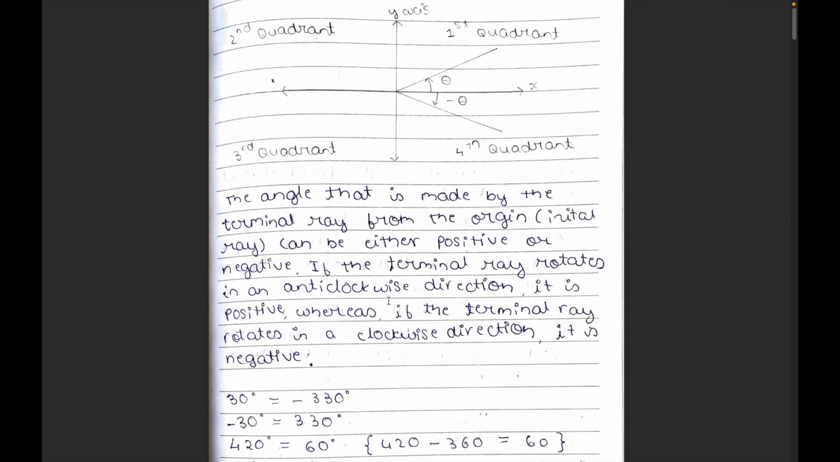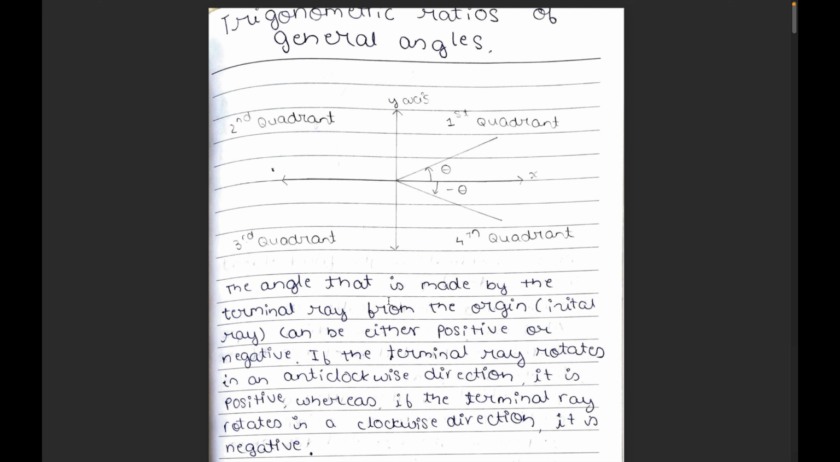So these notes have extra things that aren't really part of the syllabus, but it might be good for you to know. Okay, so I told you that this would be the first quadrant, this is the second quadrant, this is the third, and this is the fourth quadrant. And then this is the positive, this is the negative angle. So the angle that is made by the terminal ray, which is this, terminal means that it's going to move away from the origin, which is the initial ray. So this is the initial ray and this is the terminal ray.